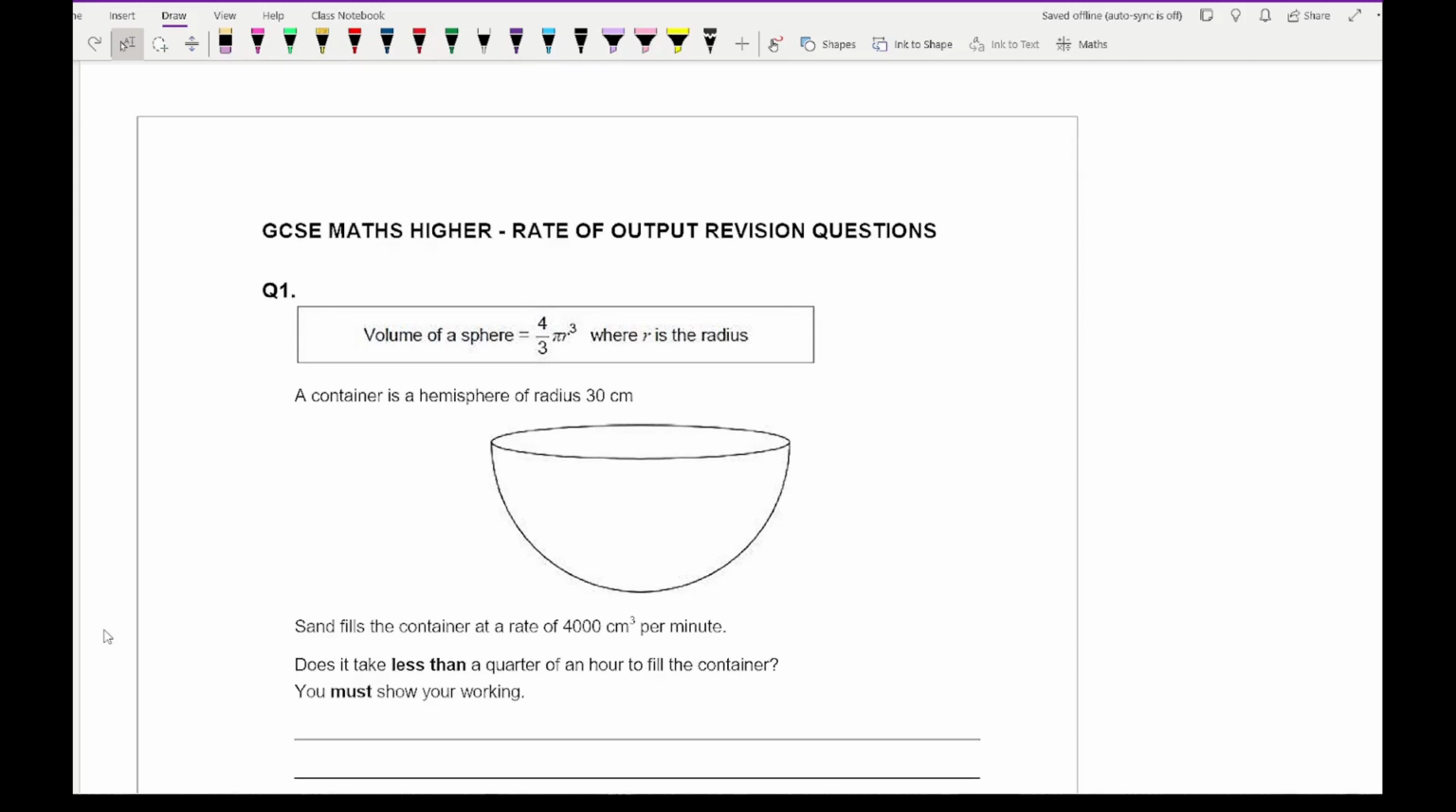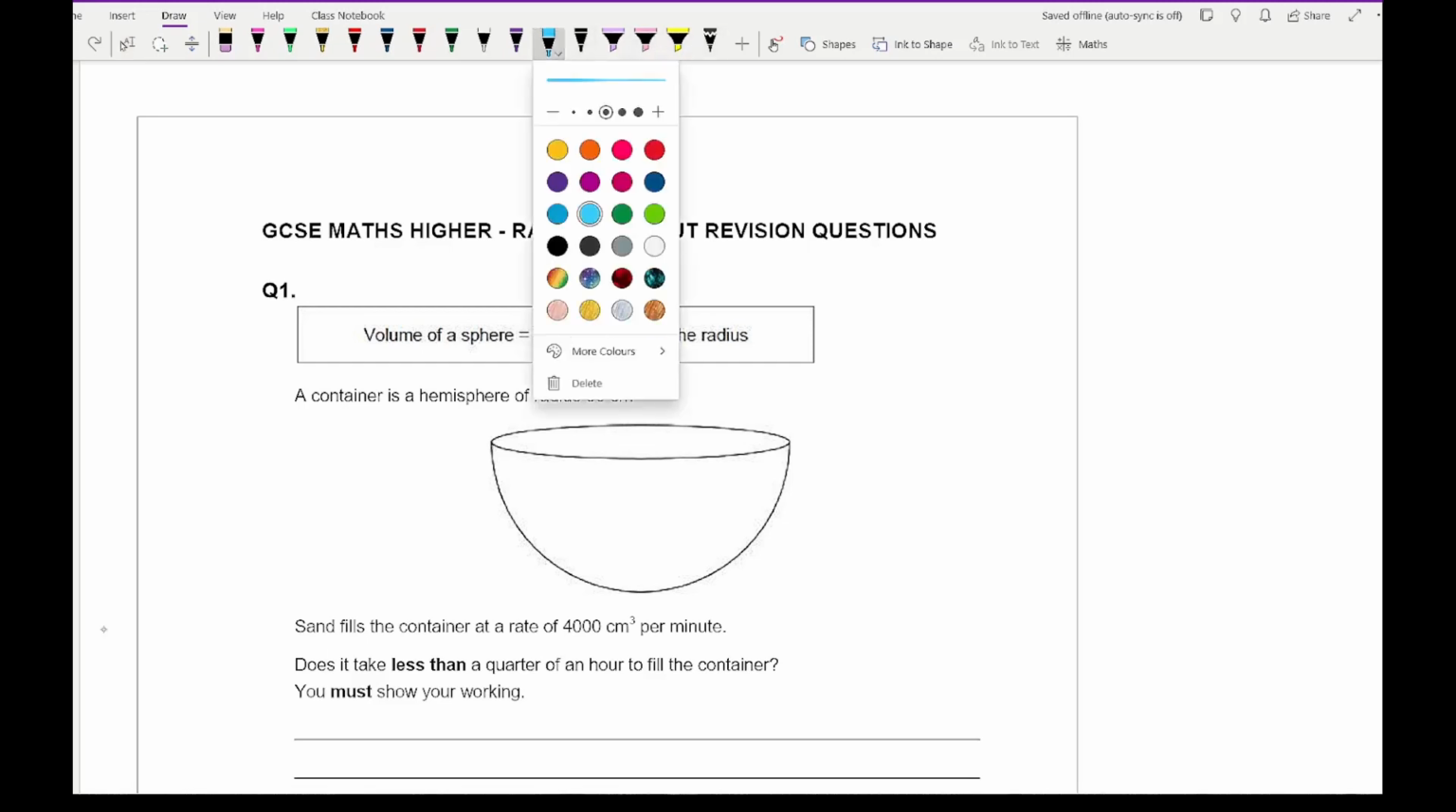So here we're given the formula of the volume of sphere, and it says the container is a hemisphere with a radius of 30 centimeters, and sand fills the container at a rate of 4,000 centimeter cubed per minute. Does it take less than a quarter of an hour to fill the container? So let's just quickly highlight some of the important information that we then need.